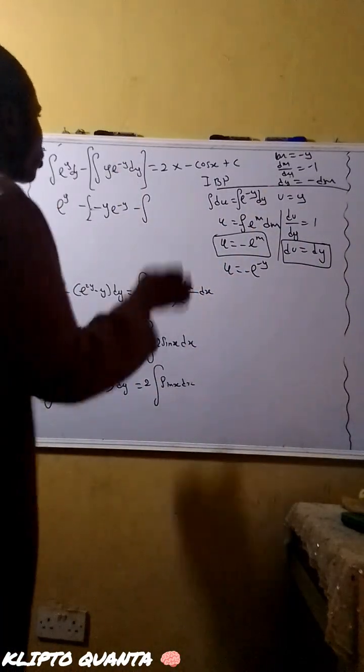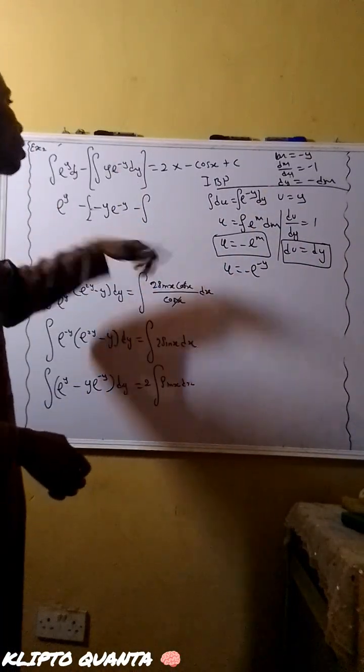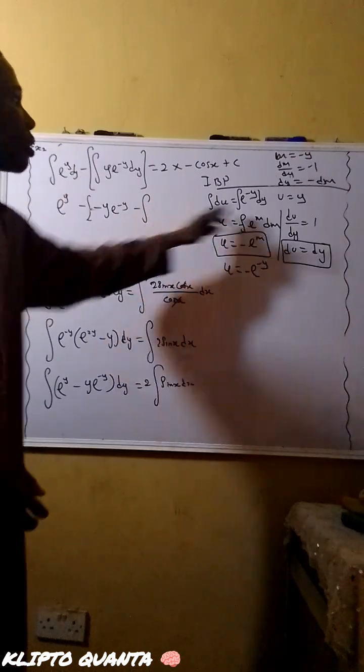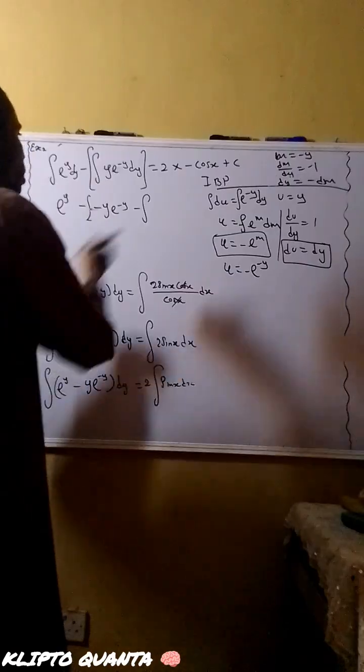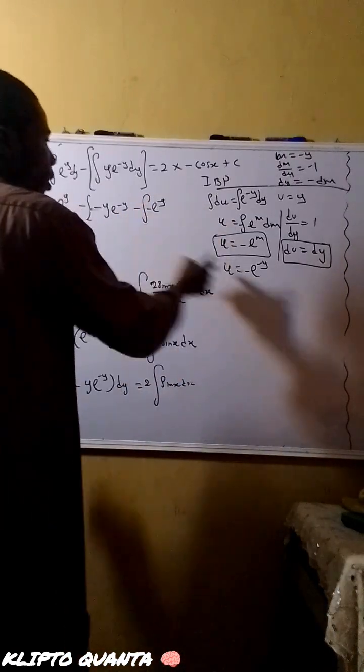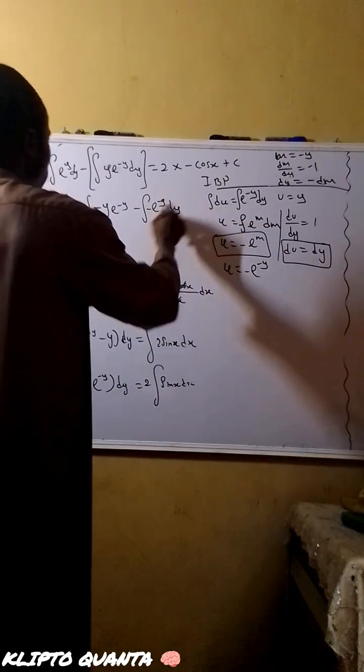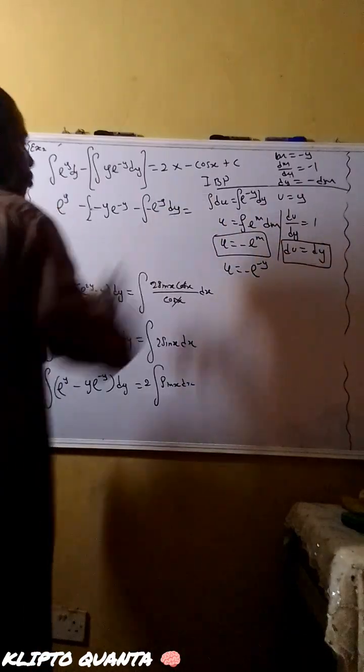Then minus integrating. Please do not forget, put that back in your mind. Minus integrating v du. So v then du. So you've got negative e raised to power negative y du, then times dy.